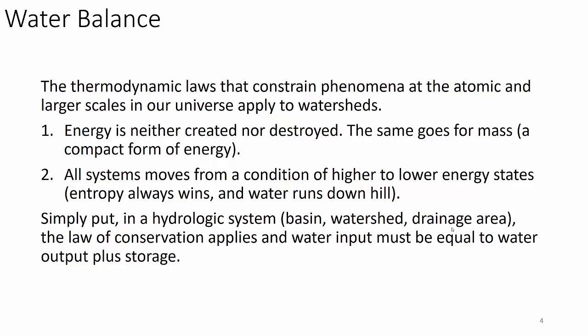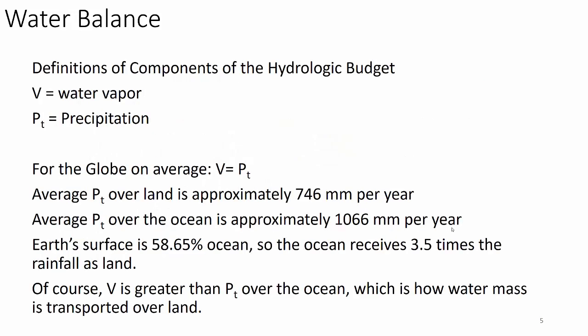Simply put, in a hydrologic system, basin, watershed, drainage area, the law of conservation applies: water input must be equal to water output plus storage. So input equals output plus storage. Very simple. That's the water balance. We could stop right here, but that would be no fun. Let's give some definitions to these things.